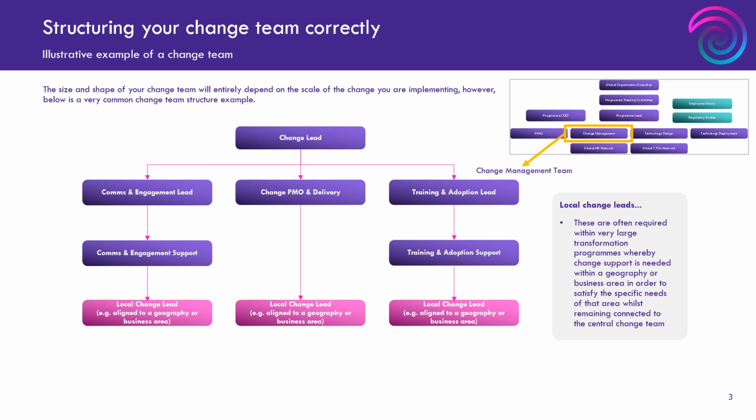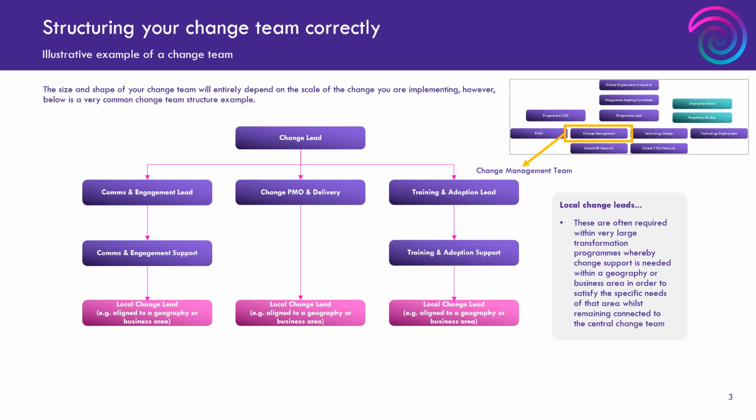You'll then also, over on the right hand side here, likely to have someone involved with training and adoption. So completing your training needs analysis, designing and delivering training, they're ultimately accountable for that piece if there is some upskilling that needs to be done as a result of the change program.